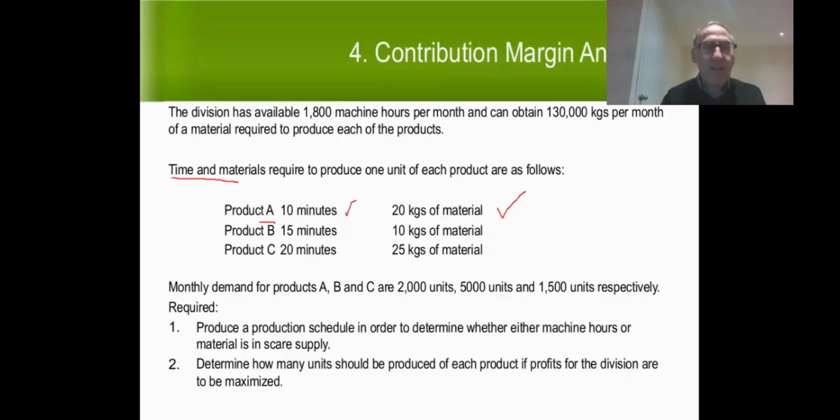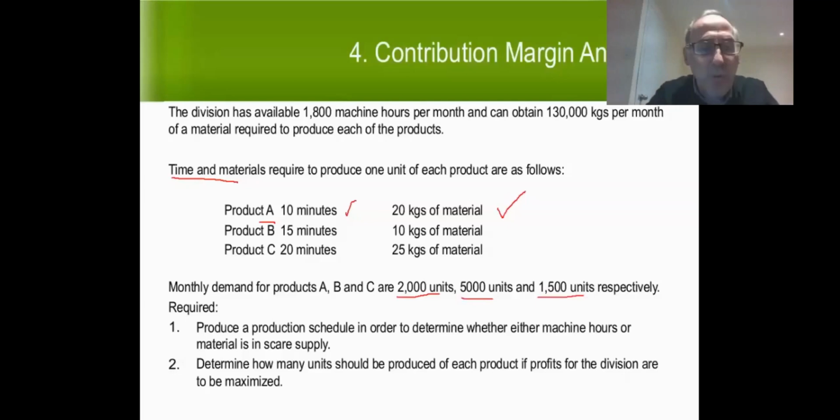There's a demand of 2,000 units for product A per month, 5,000 units of product B, and 1,500 units of product C. So what we're going to try to do is figure out what would be the best combination of products to produce. How much should we produce? Or let me rephrase that a little more clearly.